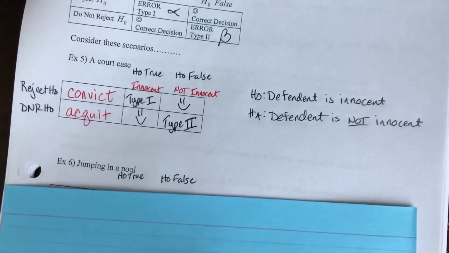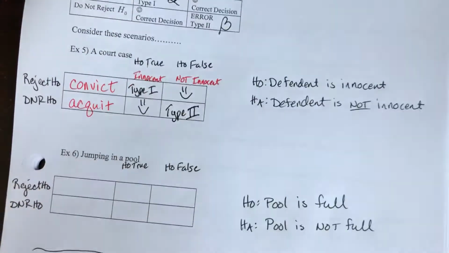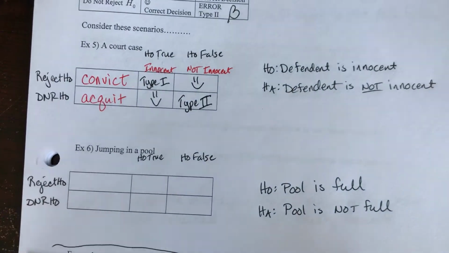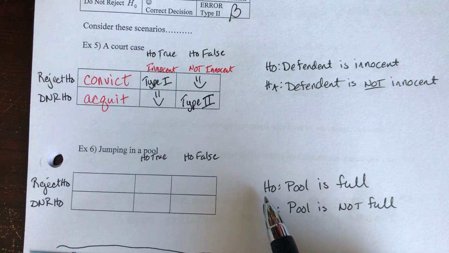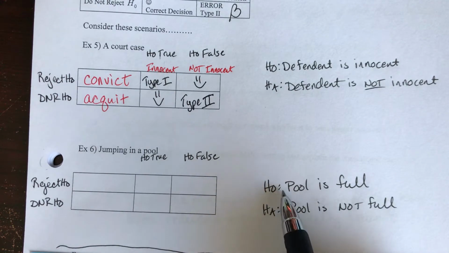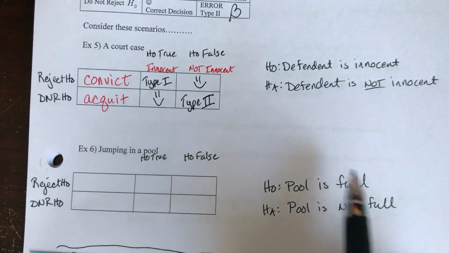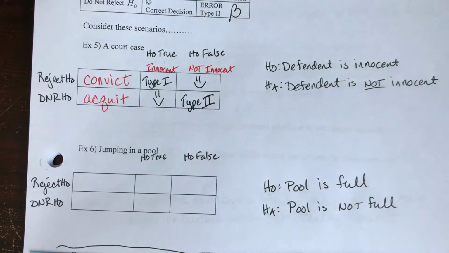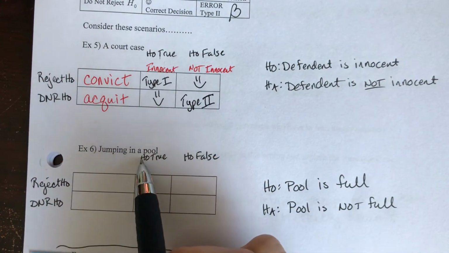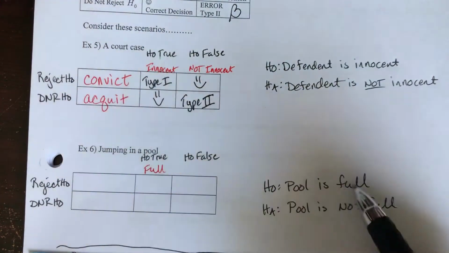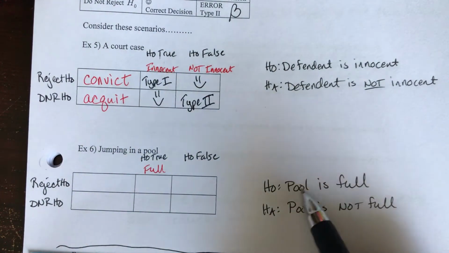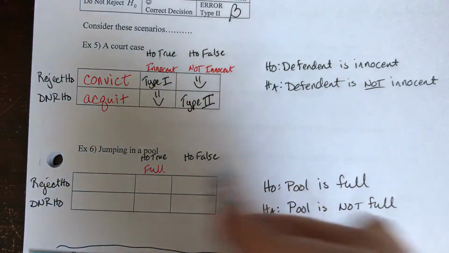All right. So if we check out a different example, let's talk about jumping in a pool. My null hypothesis, let's say you're blindfolded and you're going to take a leap of faith and jump in a pool. Well, if the pool is full or the pool is not full or empty, we have very different scenarios going on. If you decide that the null hypothesis is true, that means it's full. If you decide that the null hypothesis is false, that means it's not full.